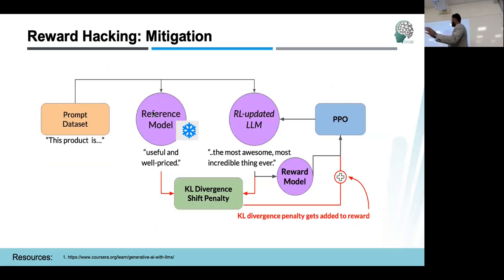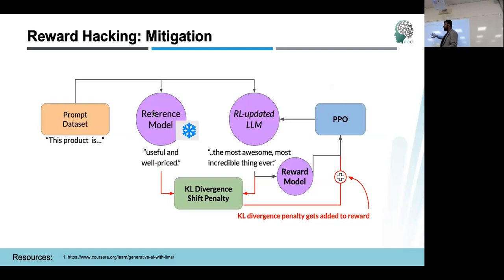So it's not right. So what you do now, so what we had was you have a prompt data set, you pass it to RL, it gives an output, you reward it, pass it to PPO and update, right? Now you keep a reference model, that is your previous fine-tuned LLM before reinforcement learning.